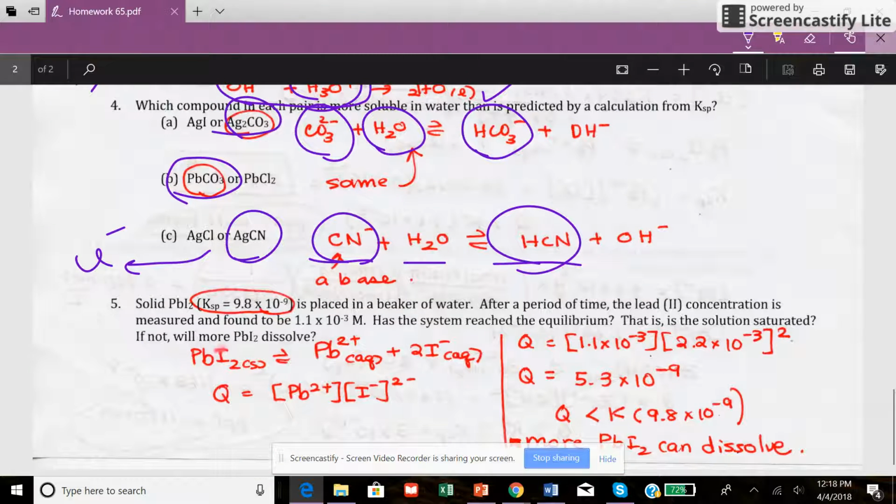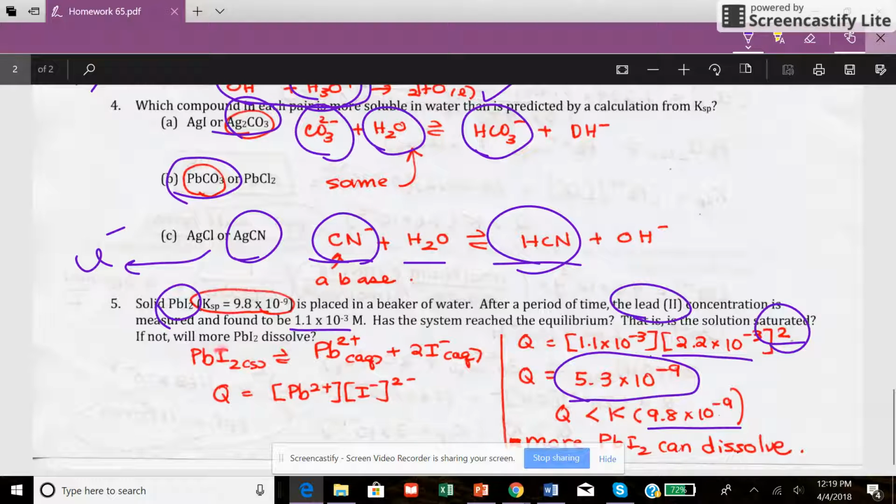Next one, you have the lead 2 iodide. Okay, KSP is given, and the concentration of lead is found to be 1.1. Therefore, the concentration of iodide will be double that quantity. Plug into the expression. Don't forget to square still. The Q that I have is equal to 5.3 times 10 to the negative 9. You see that this Q is lower than the K, slightly lower, but still lower. So therefore, more of lead 2 iodide will dissolve. Okay, you will not see precipitate in the bottom of the flask.